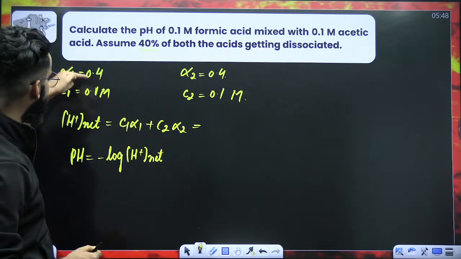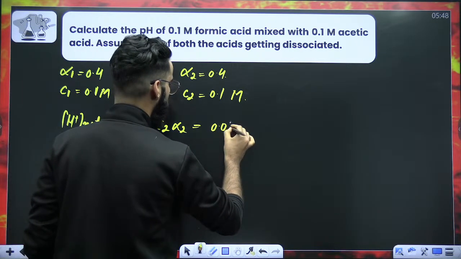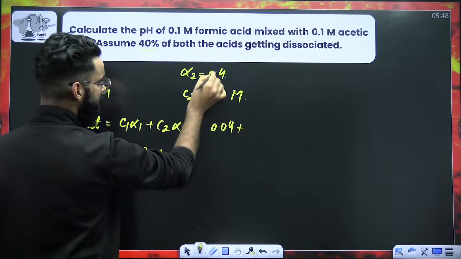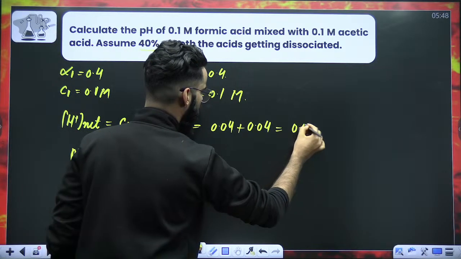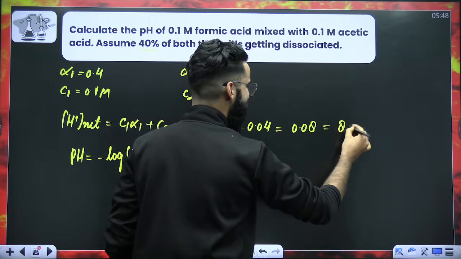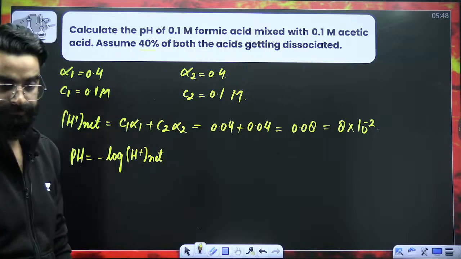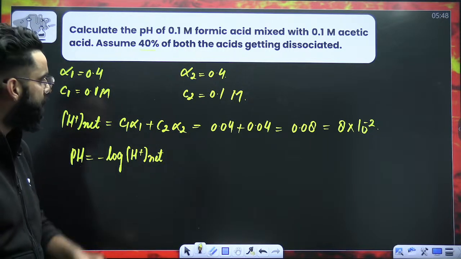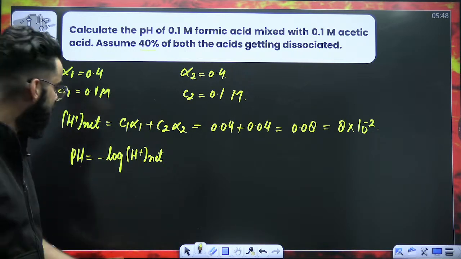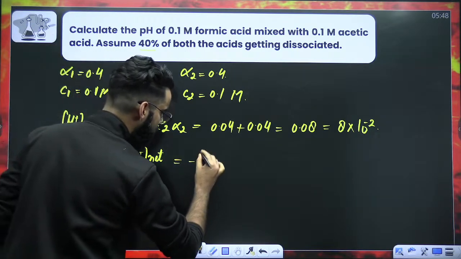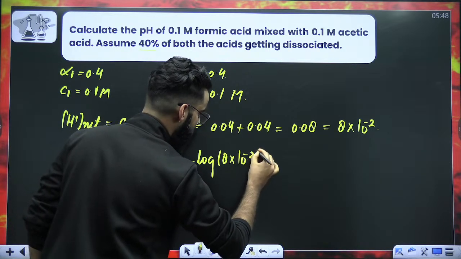C1 alpha 1, 0.4 into 0.01 makes it 0.04, plus C2 alpha 2, this into this, it's also going to be 0.04. So the value is 0.08, which can be written as 8 into 10 raised power minus 2. Now, minus log of net H positive concentration, minus log of 8 into 10 raised power minus 2.